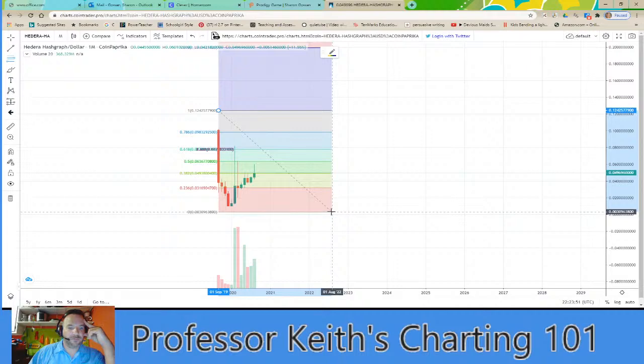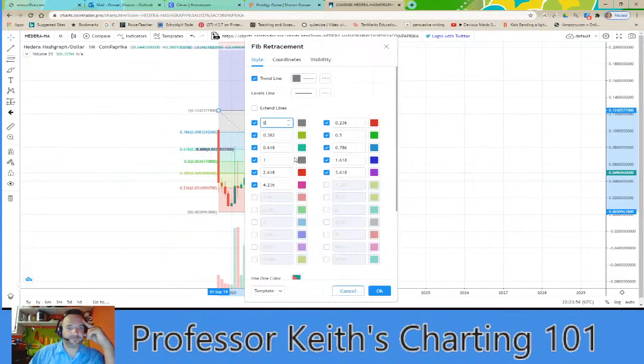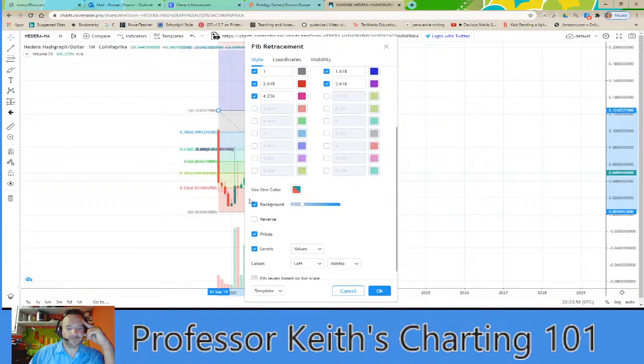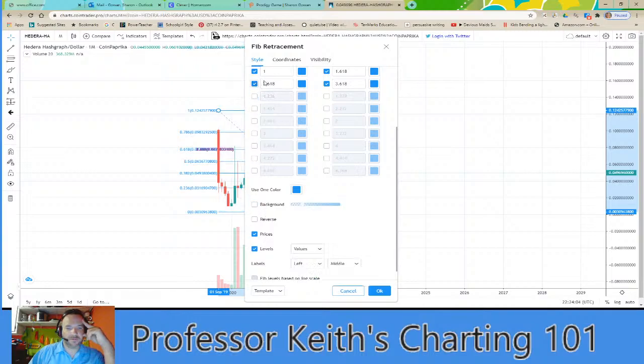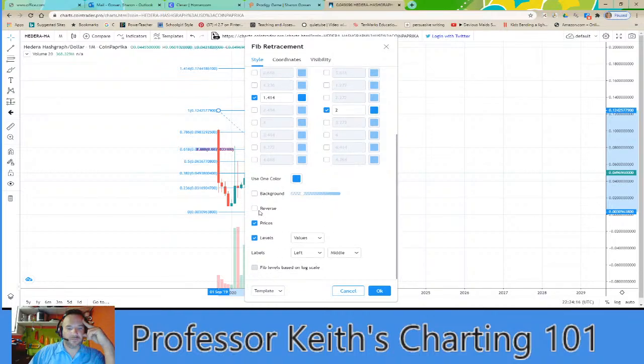Really? I never have this problem. And I'm having this problem. One color. Blue. No background. I don't want all these extra numbers. I do want the 2. And I do want the 1414. Log scale, please. Well, I want to let me do log scale.